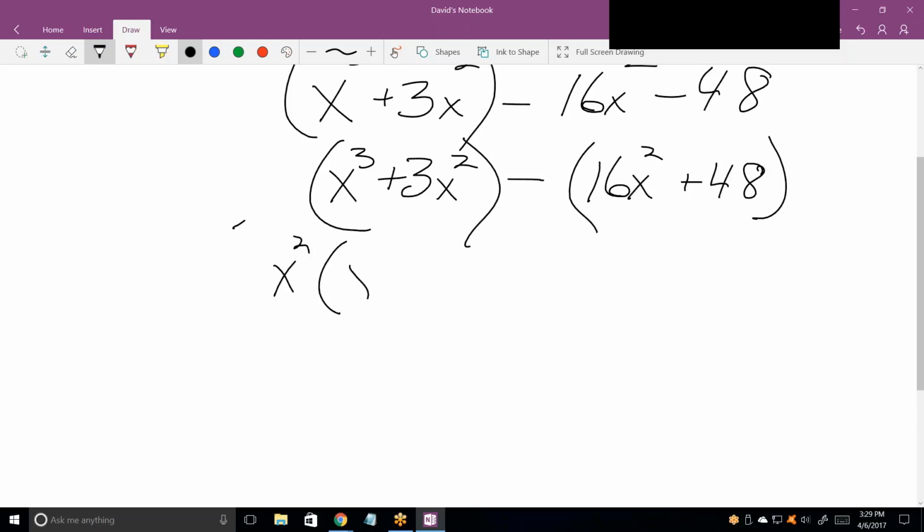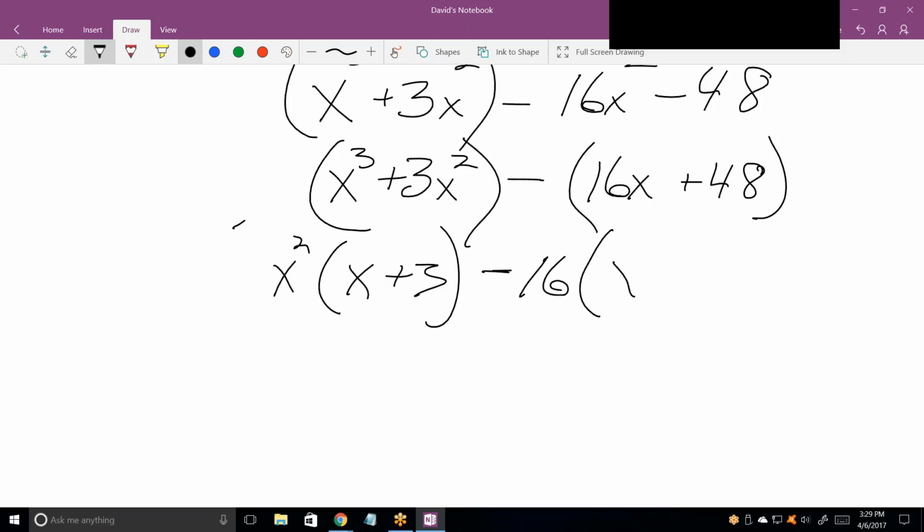Times x plus 3. And the second one? And then minus, and then parentheses... 8, right? Would 8 be the biggest common factor? Oh, hold on. My apologies. I wrote this wrong. There's no square there. 16. 16 is the factor. Yeah. X plus... Oh, yeah, of course it is.